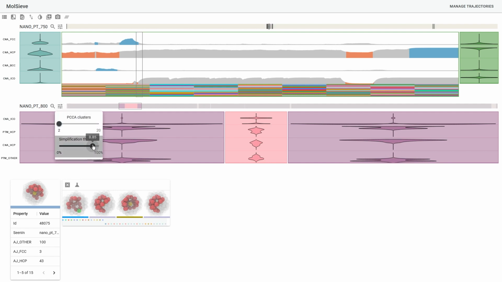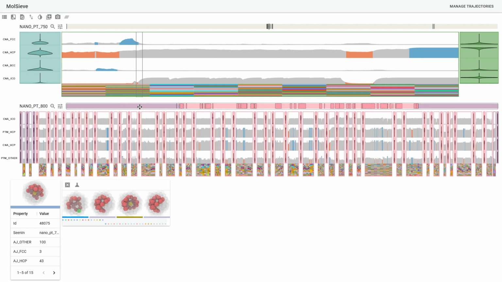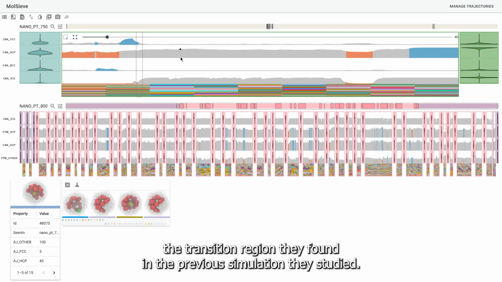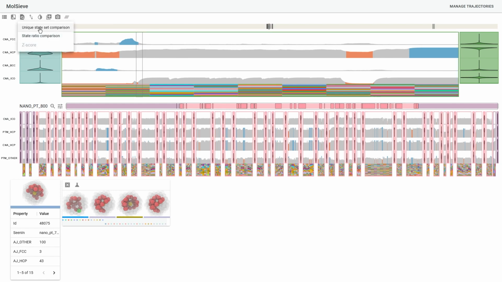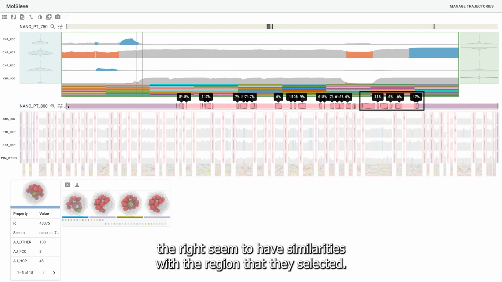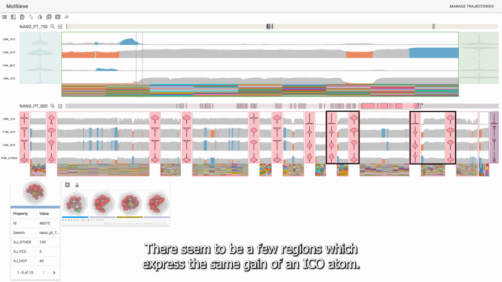of the trajectory. There is a lot of activity within this region of the trajectory, so the analyst uses the Find Similar Regions button and clicks the transition region they found in the previous simulation they studied. The tooltips rendered on the timeline view show that the regions on the right seem to have similarities with the region that they selected. So, they zoom in to get a closer look. There seem to be a few regions which express the same gain of an ICO atom.